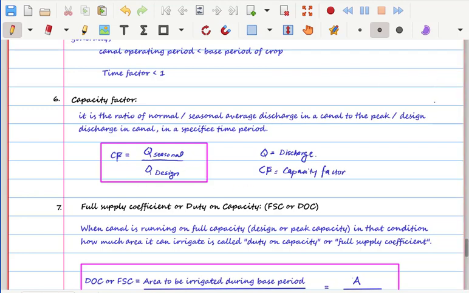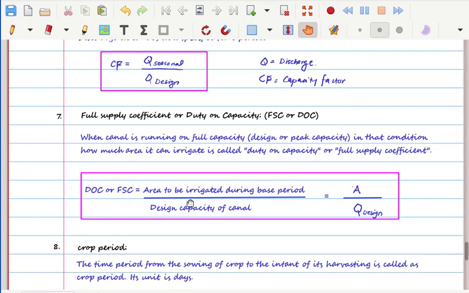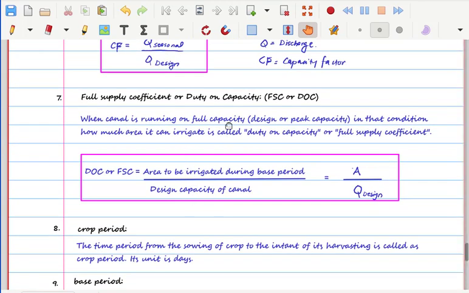Got it? These are actually very important terms. When we move forward in our course, we are going to use all these terms, and these are mathematical expressions in our numerical problems. So the next term we got is the full supply coefficient, or we also call it duty on capacity.